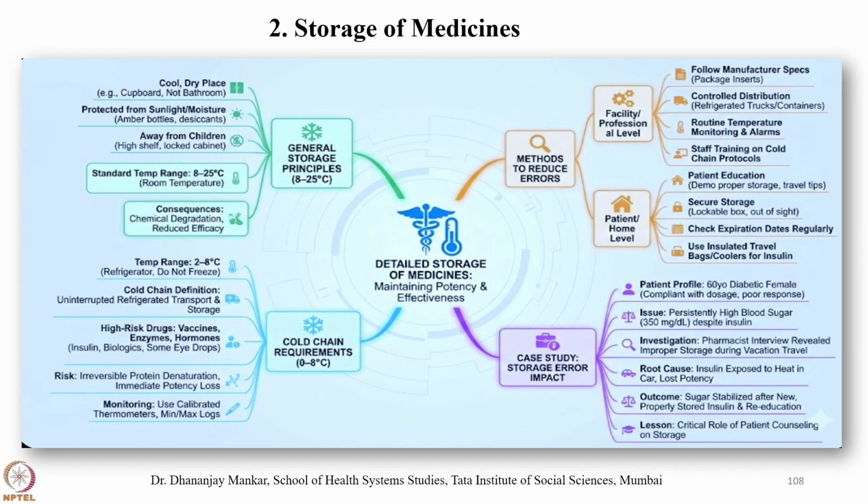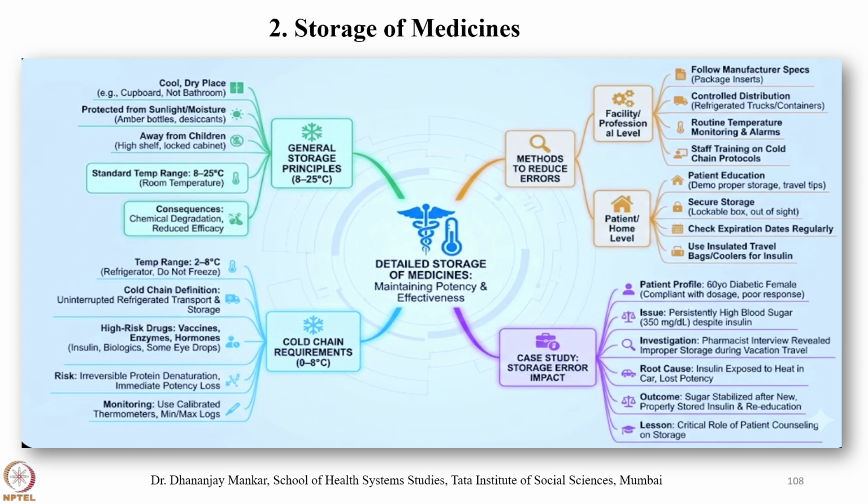Then we can see a case study, which is a storage error impact. The patient profile is a 60-year-old diabetic female who complains of the dosage and poor response. What are the issues? Persistently high blood sugar despite the insulin. On investigation, it was found that the pharmacist interview revealed improper storage during the vaccination travel.